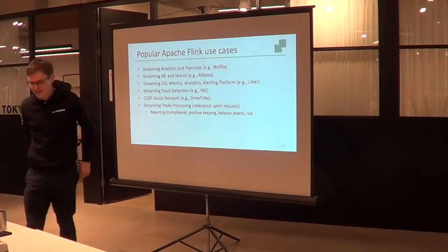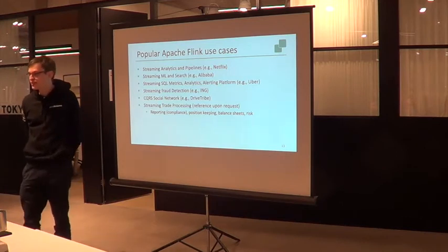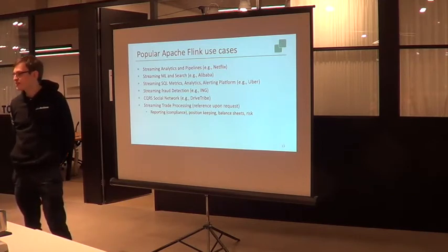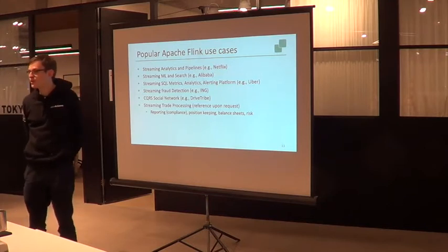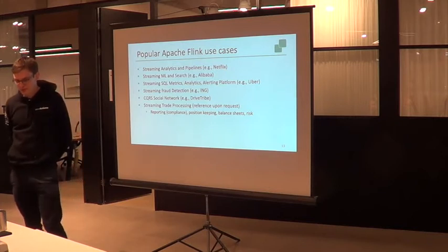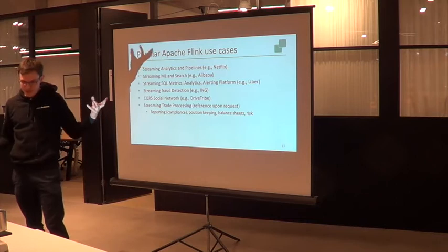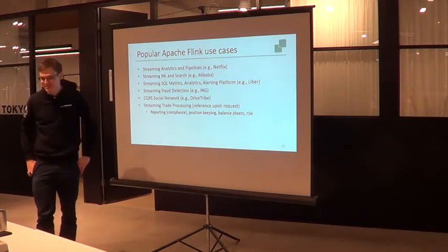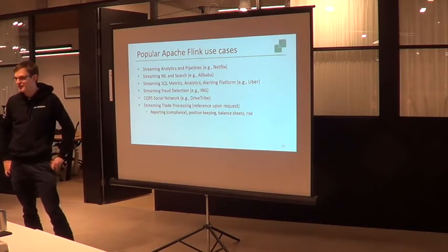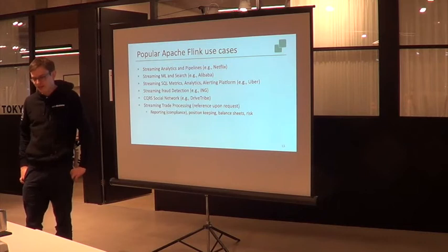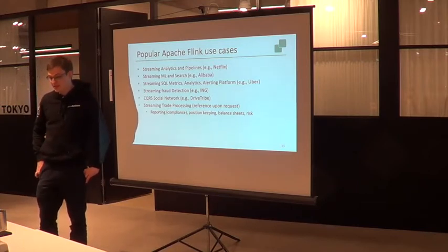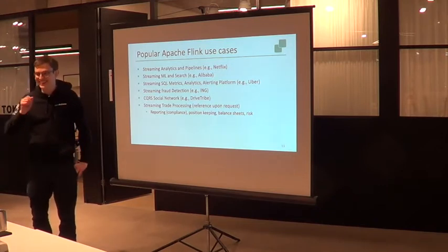So to summarize the use cases in Flink, it's streaming analytics pipelines, as we saw from Netflix. It's machine learning and search, that's what Alibaba is doing. It's SQL, for example, Uber is doing, fraud detection. So ING is, I think, using TensorFlow, it's just calling a TensorFlow service to do fraud detection. And this social network is a very special model of building a website using a stream processor. And also we are interestingly working with a lot of banks. It's both investment banking but also retail banking. And they're working on reporting for compliance purposes, but also position keeping, like the ledger, and also balance sheets and risk assessments. So there's a fintech.